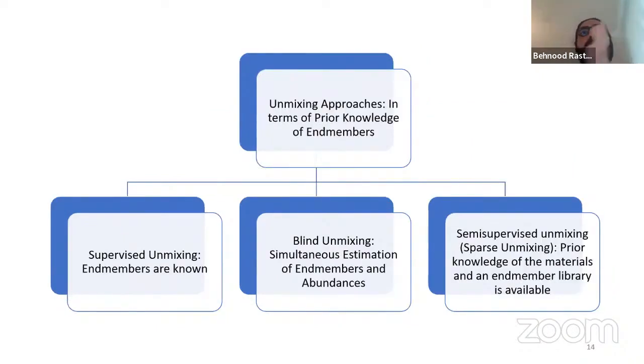Now let's categorize the methods that we discussed today in terms of prior knowledge of endmembers. This is the answer to one of the earliest questions. We have supervised unmixing, where we assume the endmembers are known. We have blind unmixing, where we need to simultaneously estimate both endmembers and abundances. And then we have semi-supervised unmixing, also called sparse unmixing, where we have prior knowledge of the materials in advance, meaning we have a dictionary of endmembers available for the type of material we are dealing with.